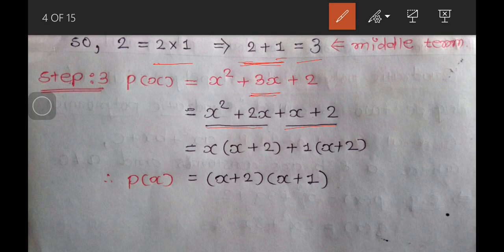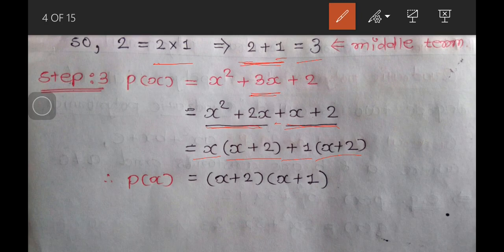Now extract a common factor from the first group, then we get x as a common factor. So we extract x as a common factor from the first group of terms, and we get x plus 2 in the bracket. From the second group, we can't get any common factor, so as the common factor we put plus 1. Here the sign given is plus, so we put a plus sign, and as the common factor we put plus 1. The remaining part: if we extract x from x square plus 2x, then it will be x plus 2, and if we extract 1 from x plus 2, then it will be x plus 2. So in the bracket, x plus 2.